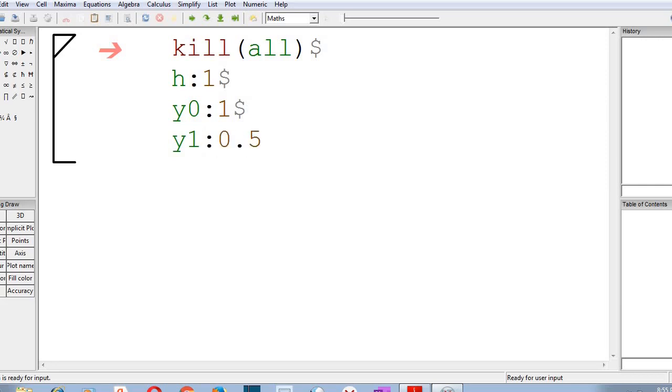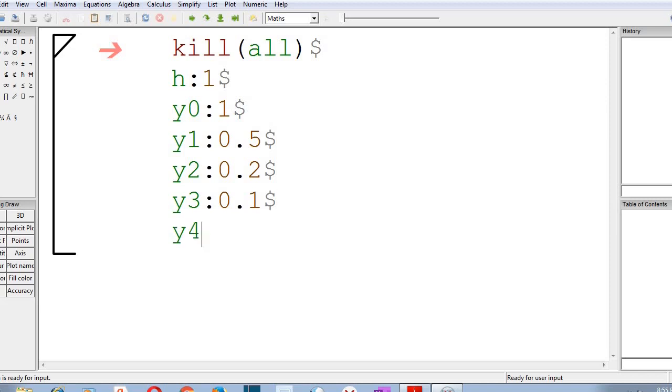I will write, make its symbol also. y2 is what? 0.2. It is in the table for the manual problem that I have explained here. y3 is 0.1, and y4 is 0.0588. Make it a dollar symbol here.